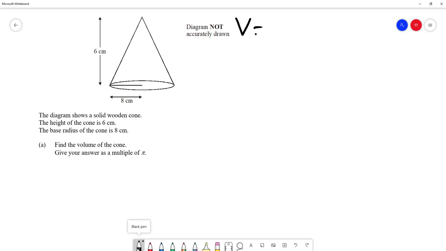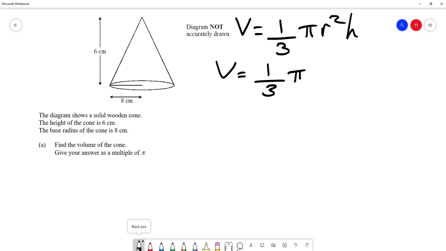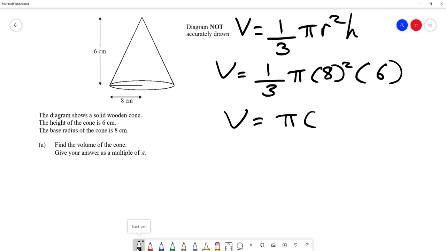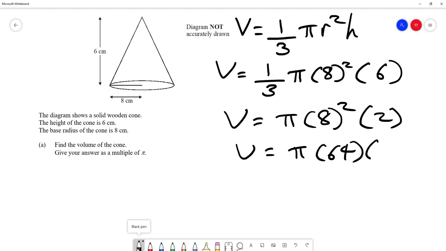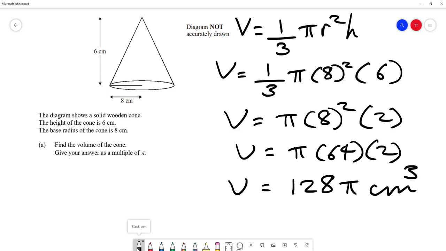So we can say V equals a third pi r squared times h. So V is a third pi, well it's 8 squared as the radius, and the perpendicular height is 6. A third of 6 is 2. So I'm going to write this as pi times 8 squared times 2. That gives me pi times 64 times 2. So the answer is 128 pi centimeters cubed.